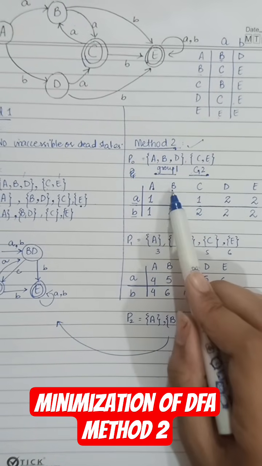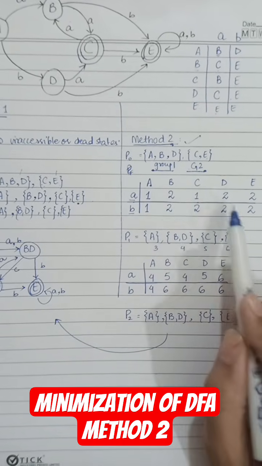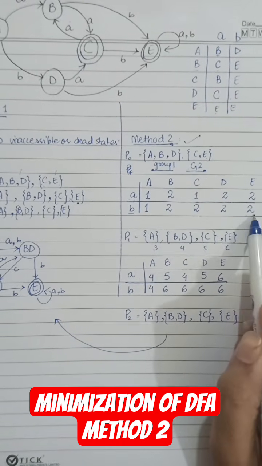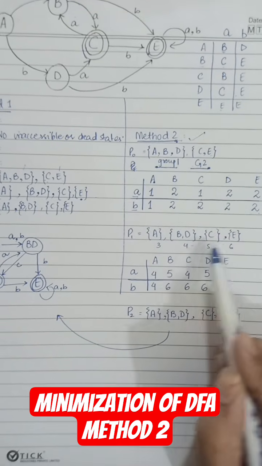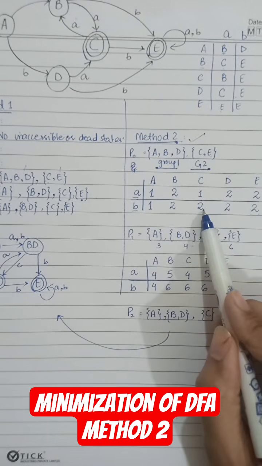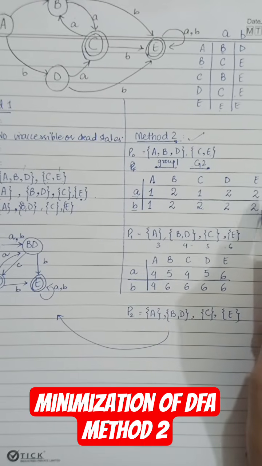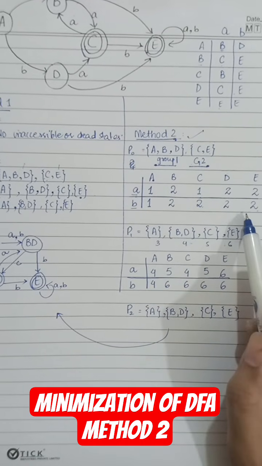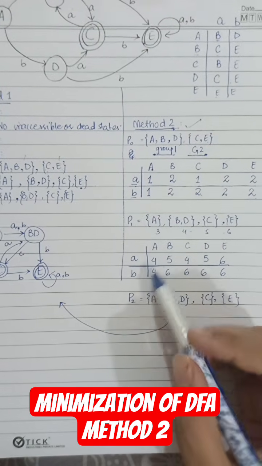Now we check the group. B is in group 1. D is also in group 1. E is in group 2. We will not include E. B and D will be included in one group. For C, 1 and 2. Do we have another 1 and 2? No. For E, 2 and 2. Do we have another 2 and 2? No. Then we move on to the next step.